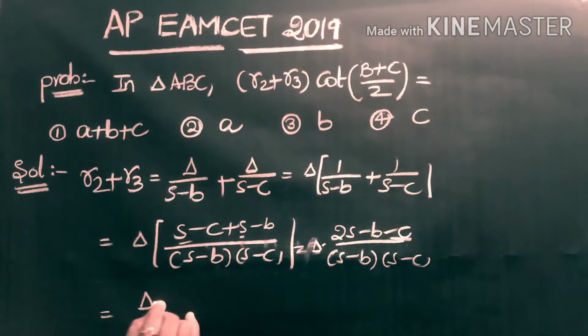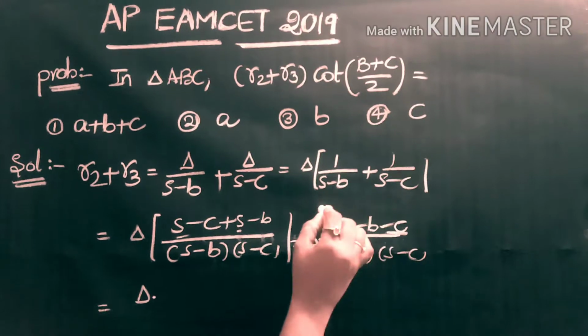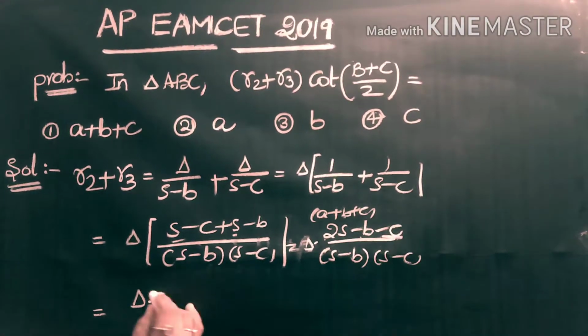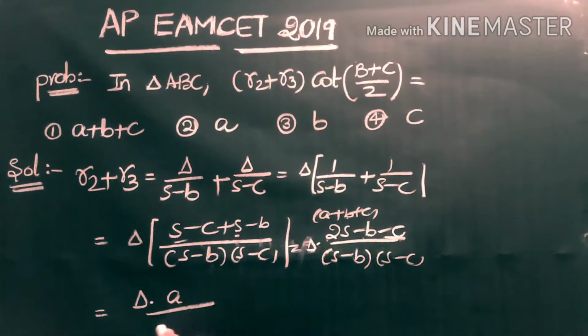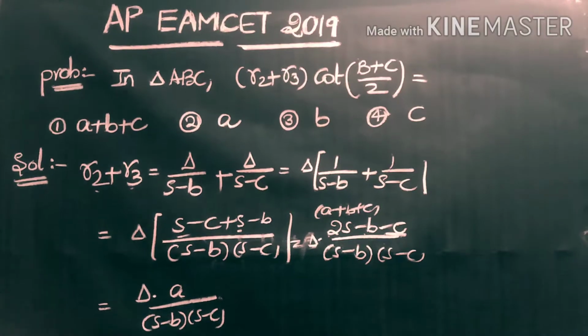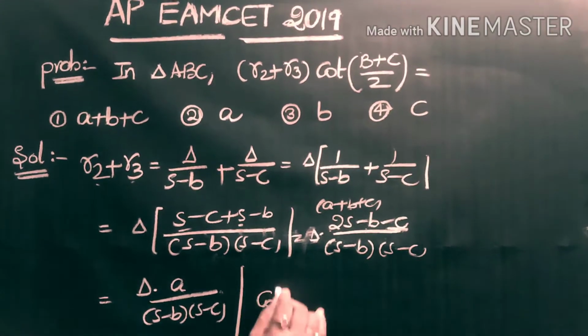This is equal to delta into (2s - b - c) by (s-b)(s-c). 2s is equal to a + b + c, so a + b + c - b - c gives a. The remaining value is a by (s-b)(s-c). So this is the value of r2 + r3, and the second value is cot((B + C)/2).